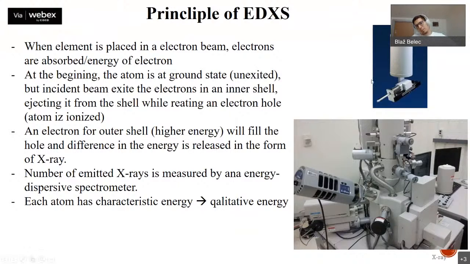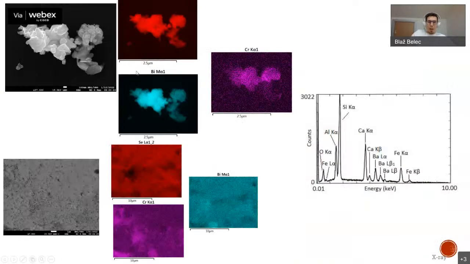Here this image is basically the EDXS spectrometer, which is placed in the scanning electron microscope. Here we have some samples of what we can do. As I said, it is very precise, and we can do it also on nanoparticles, not only point analysis but also mapping. Here we have particles containing selenium, bismuth, and chromium.